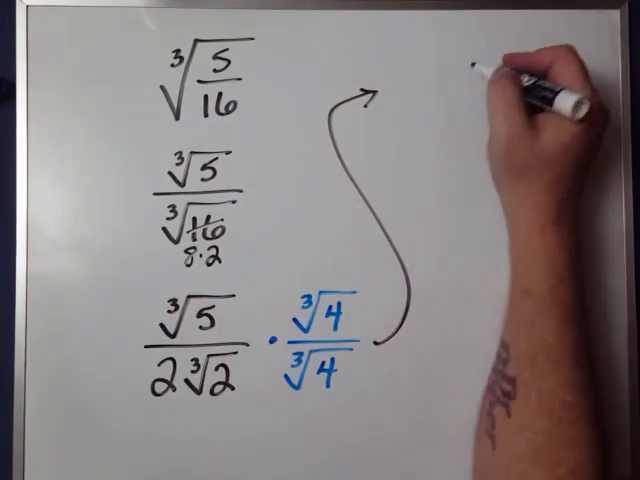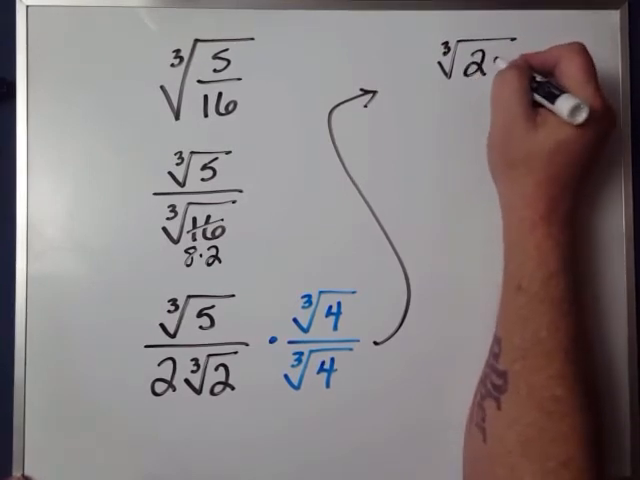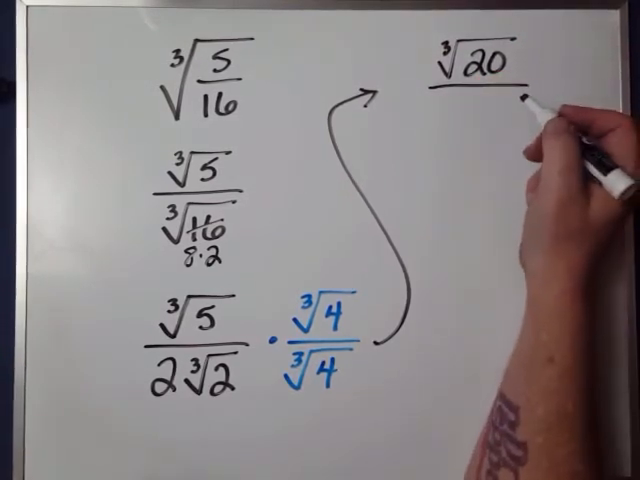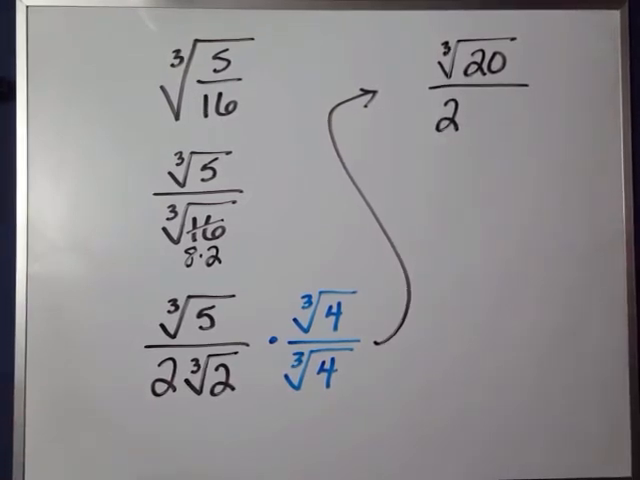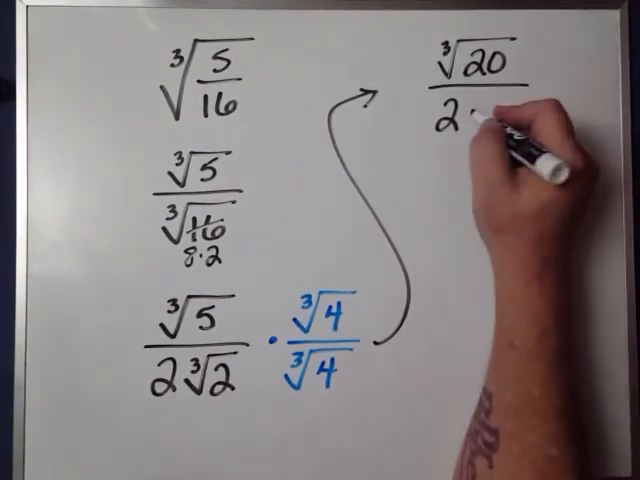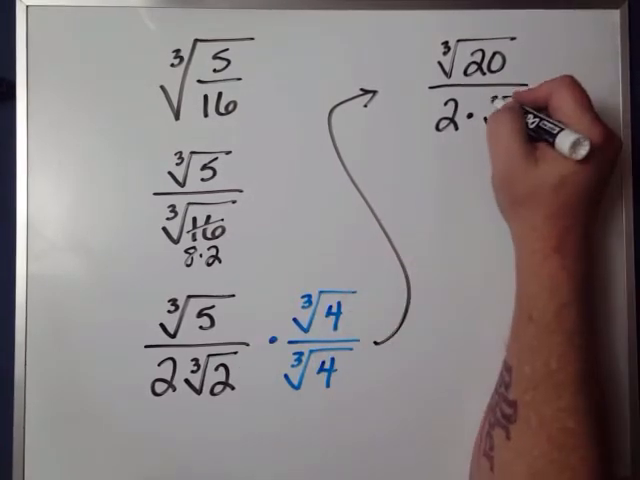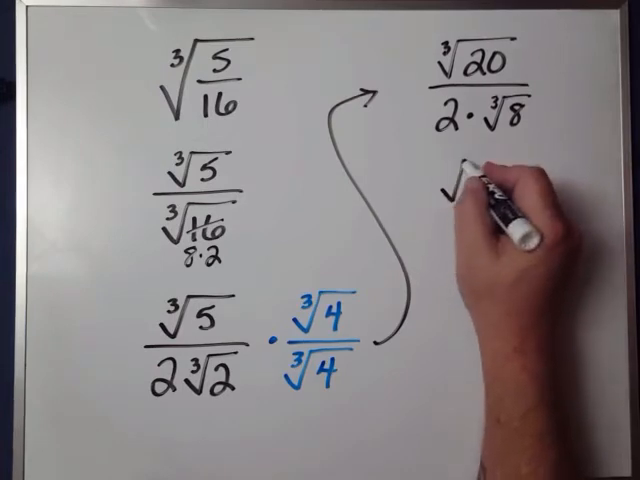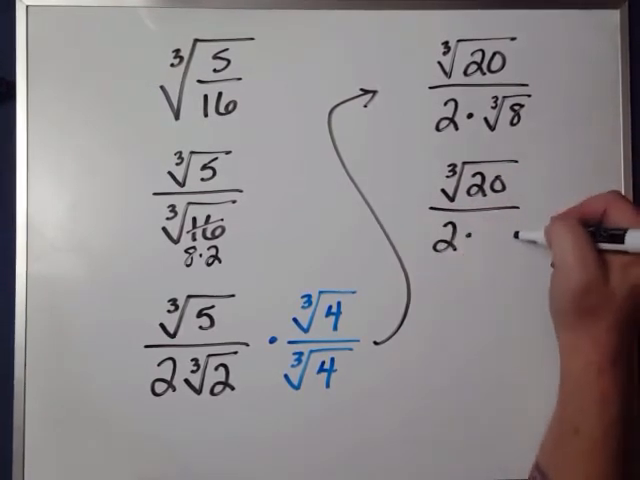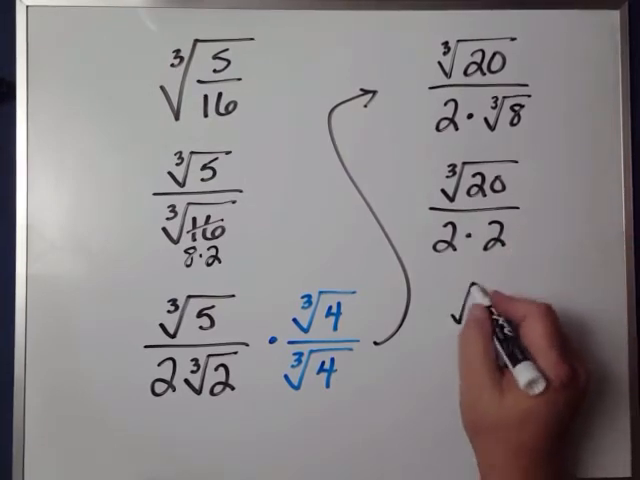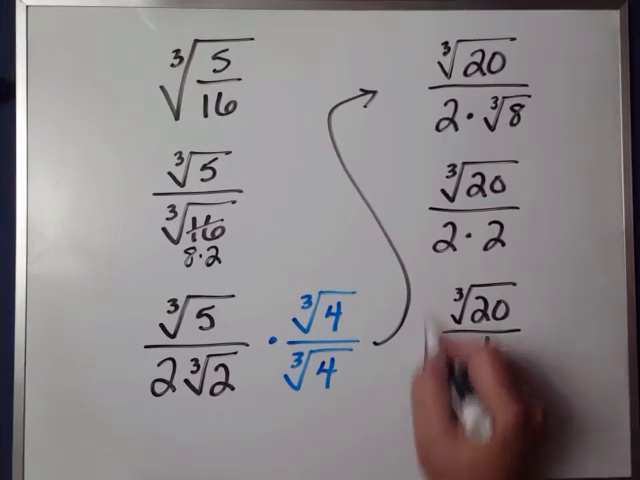In the top, we multiply to get cube root of 20. In the bottom, we have this 2 on the outside, and we multiply our cube roots together. Cube root of 2 times cube root of 4 is cube root of 8. Cube root of 8 is just 2. And now in the bottom, 2 times 2 is 4.